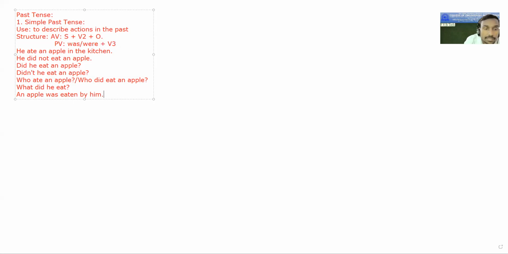Now let's make it negative. An apple was eaten by him, this is an affirmative sentence. Now we wanted to make it negative. So let's try to understand how to make it negative. An apple wasn't, or was not, eaten by him. What we did, we only added not. And where to add not? With the helping verb. Always remember, not is always used with a helping verb. So here was is the helping verb. So after was, we use not. It can be was not, it can be wasn't.